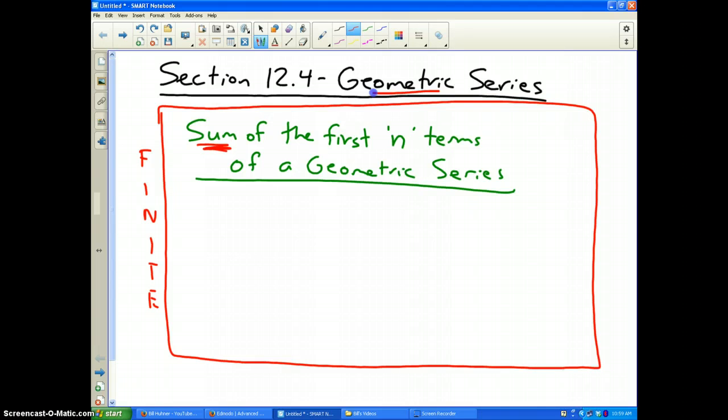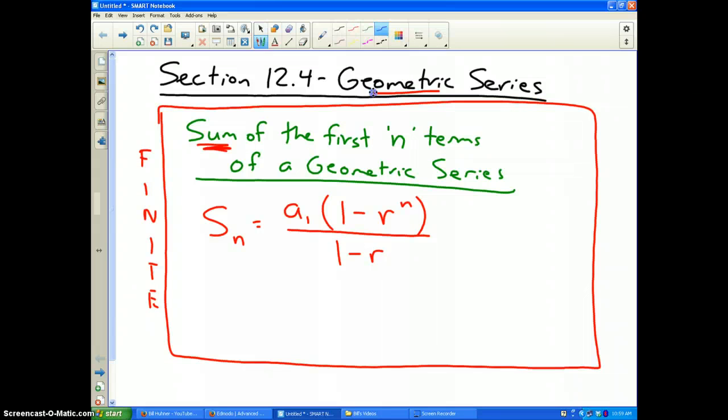The sum of the first n terms of a geometric series is given by the formula S sub n. The sum of the first n terms is equal to the first term in the pattern times 1 minus the common ratio to the n power, the whole thing divided by 1 minus the common ratio.